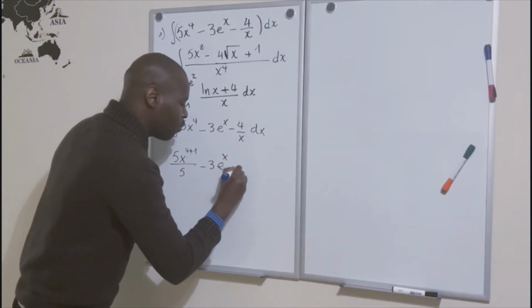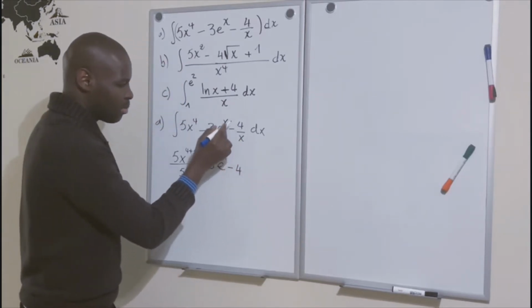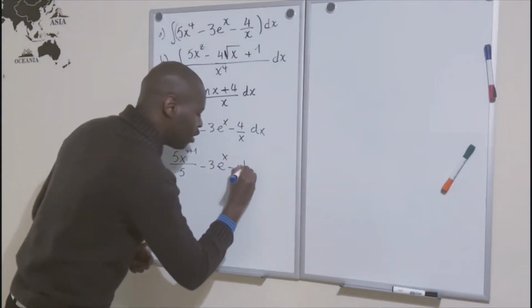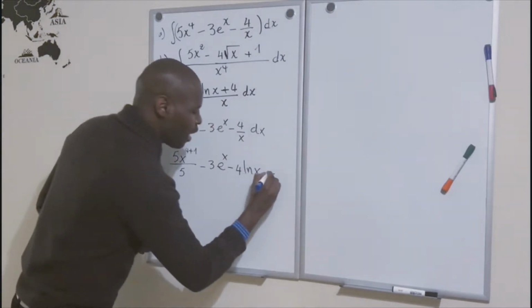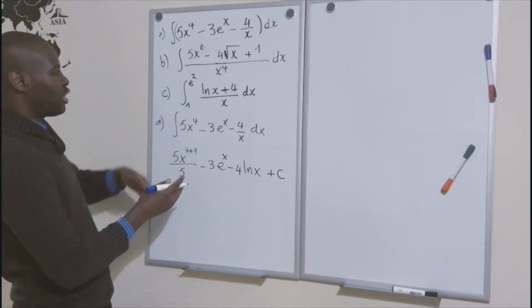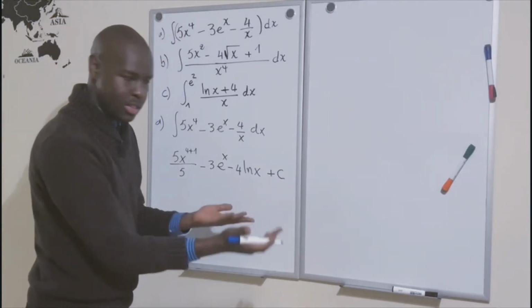minus 4. Now 4 times 1 over x, right? That's the same as minus 4 over x. The integral of 1 over x is ln of x. Now since it's an indefinite integral, we have to put a constant, so plus a constant c, because when we differentiate this, we should get back the original, and we know that the derivative of a constant is 0.